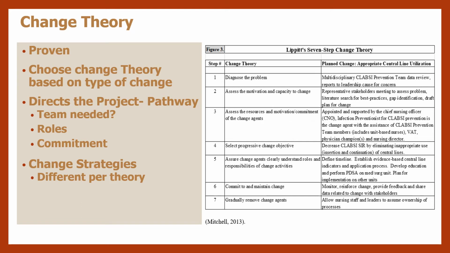Step 1, diagnosing the problem. The problem is higher than expected central line utilization and CLABSI rates, likely caused, in part, by a high central line utilization rate. Step 2, assess the motivations and capacity to change. Our motivation is to improve patient safety by preventing CLABSIs, improve the quality of care that we deliver to our patients, and be in compliance with regulatory expectations. So then we covered Lippitt steps 1 and 2.